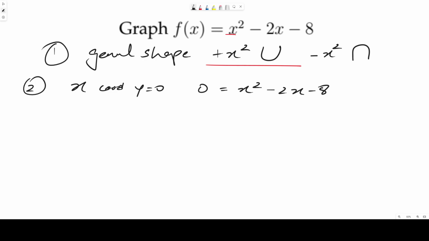I use breaking the middle term. You can use the quadratic formula if you like. You can use whatever method you prefer, as long as you solve for the two values of x. In this case, I'm just going to use breaking the middle term.